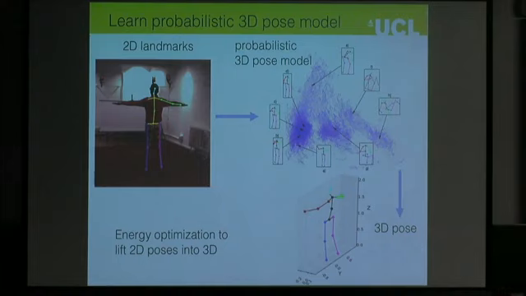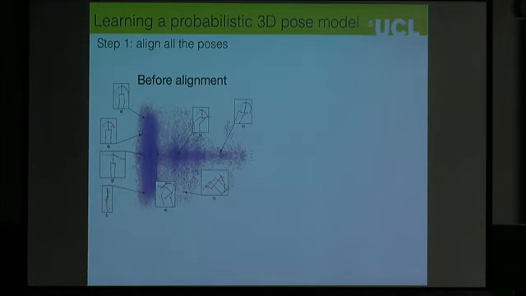So we're going to learn a model that will allow us to go from 2D joints to 3D joints. This is what we're going to do, using an energy optimization approach. So how do we learn this probabilistic PCA model? We're going to model this with PPCA.